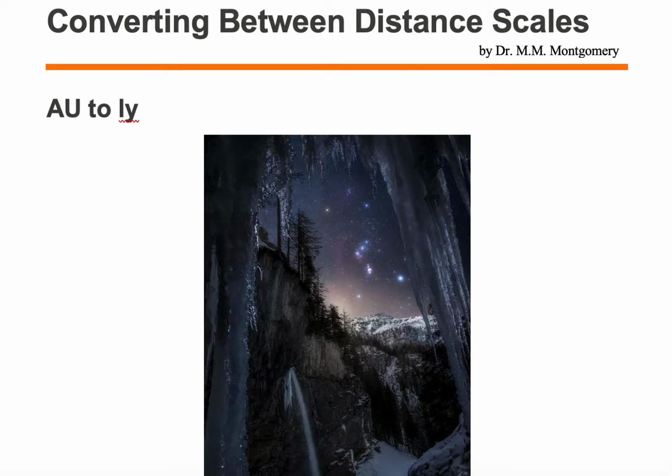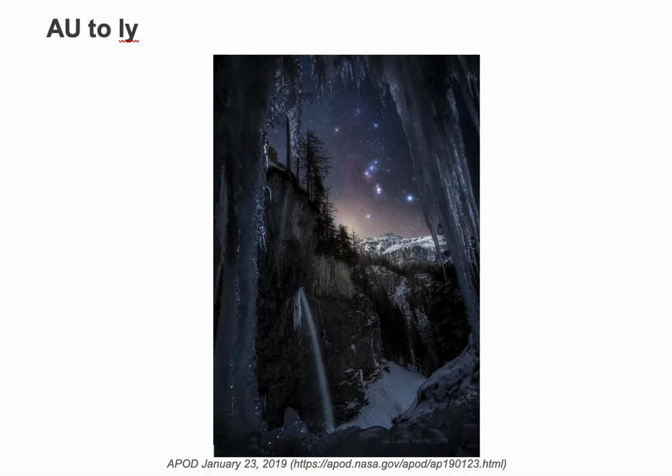Let's look at converting between distance scales, specifically from the astronomical unit to the light year, or AU to LY for short. Here we're looking at the Orion constellation. It was posted on Astronomy Picture of the Day, June 23, 2019.